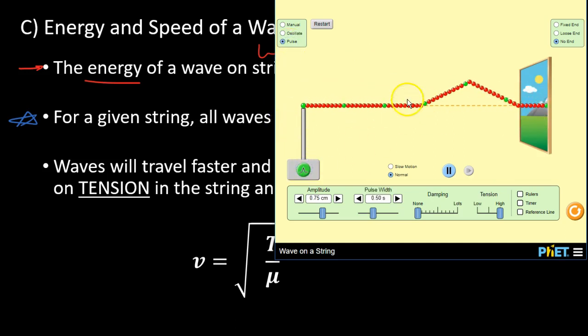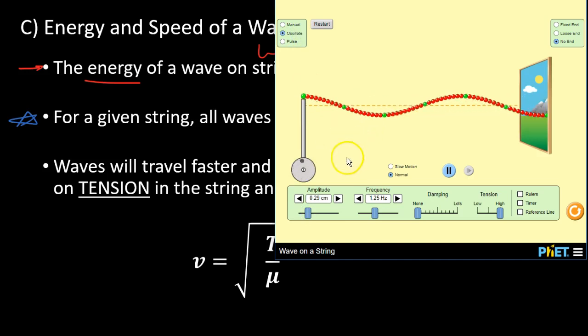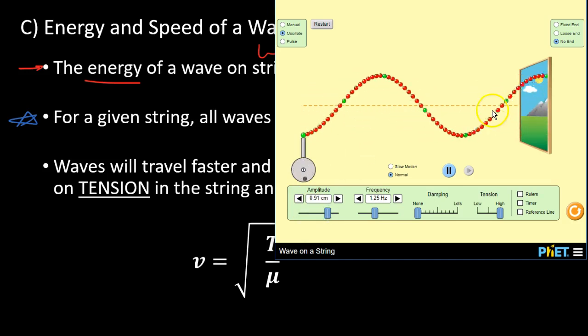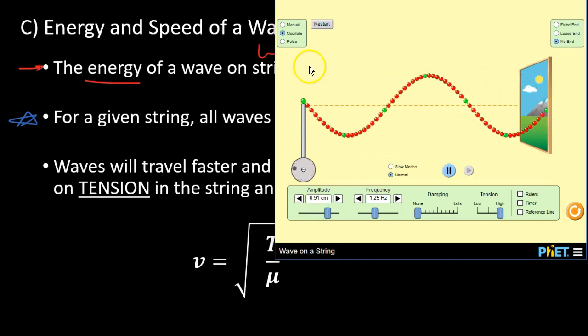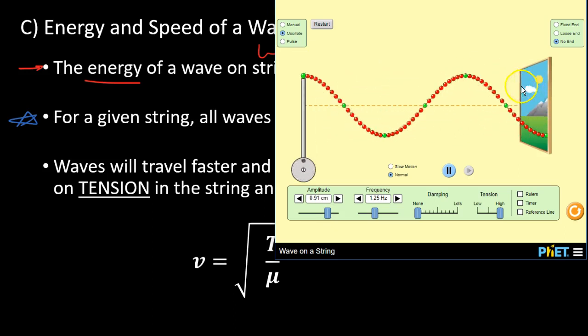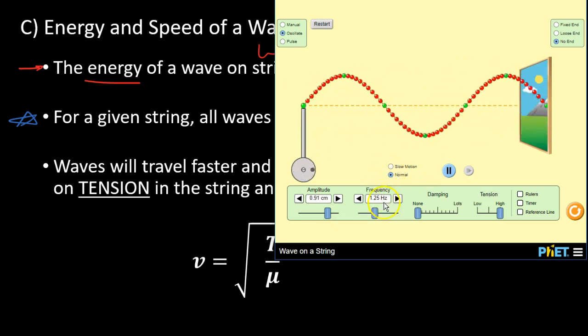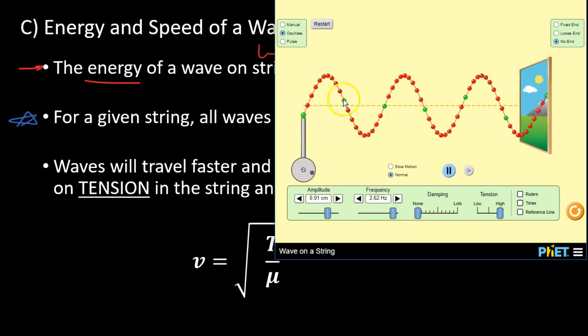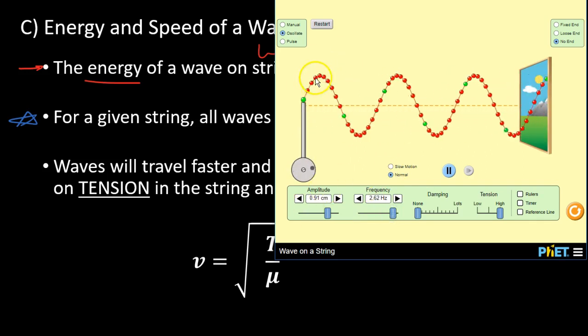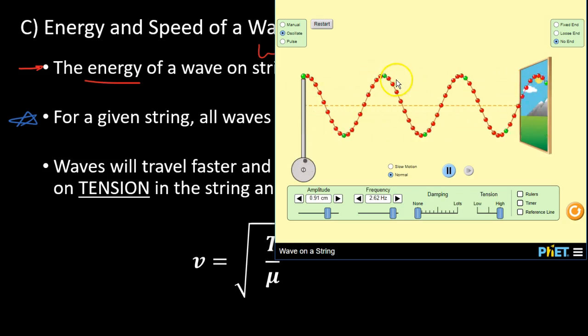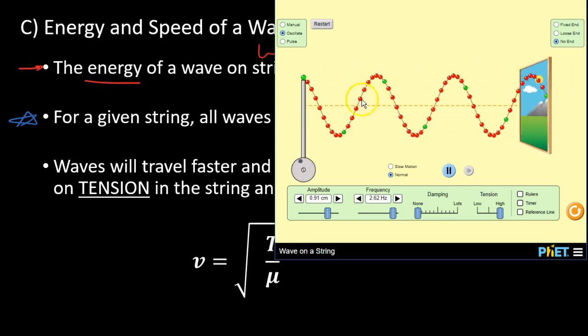When I send a second wave pulse, it doesn't catch up with the next one, and it looks like they're going at the same speed. Even if I decrease the amplitude, those waves move at the same speed. If I get this oscillator going and I suddenly increase the amplitude, the speed of those wave pulses isn't changing. If I set up a timer and I went start, stop, I would still get the same speed, even if I change the frequency. Yeah, I'm making more waves, but if I watched one of these crests, the speed of that crest as it's going to the window is not changing.